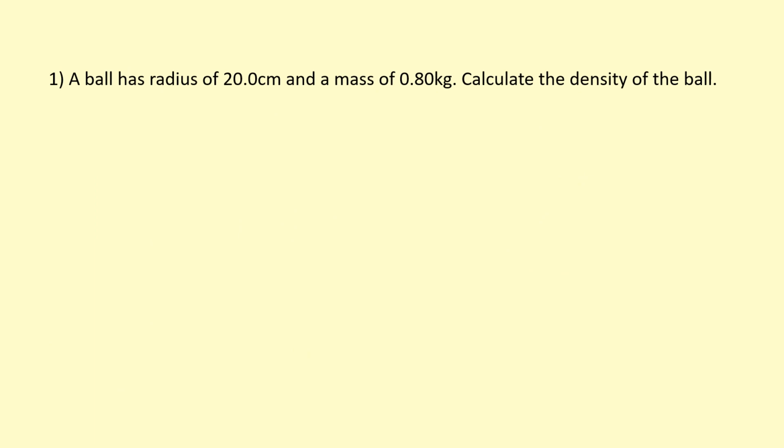In this example, we have a ball which has a radius of 20 centimeters and a mass of 0.80 kilograms. Calculate the density of the ball. The density is mass per unit volume, and the volume in this case is a sphere, so I'm going to write 4/3 pi r cubed.